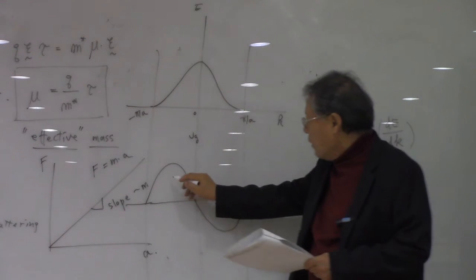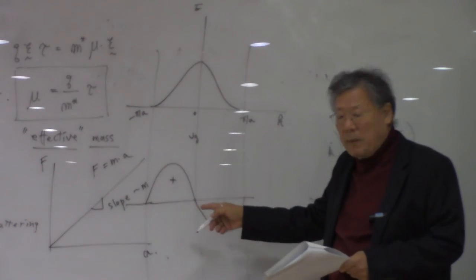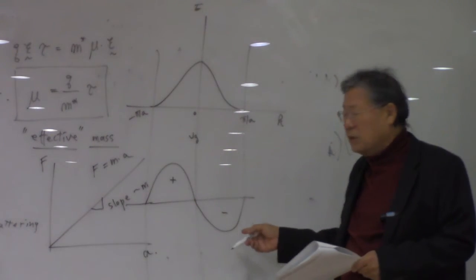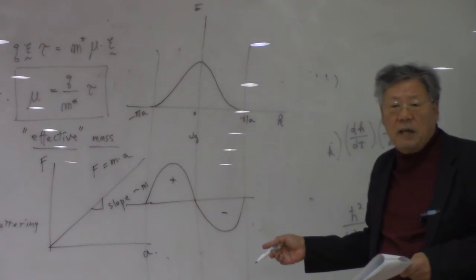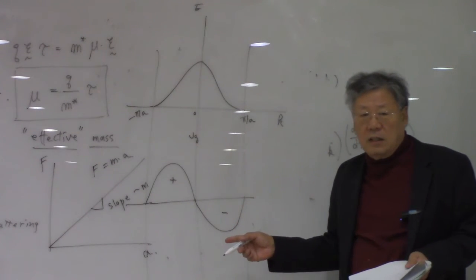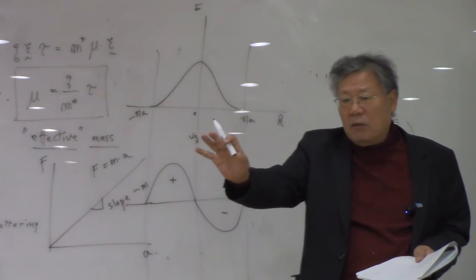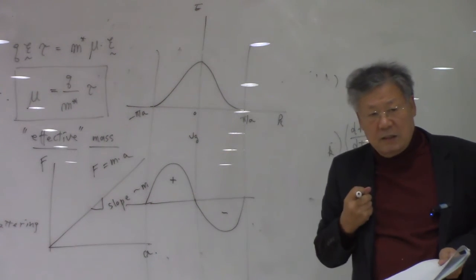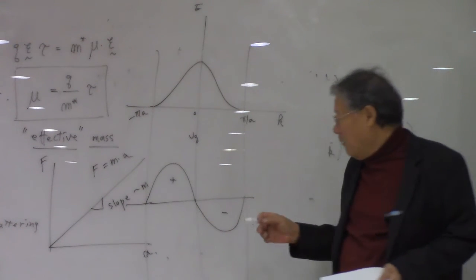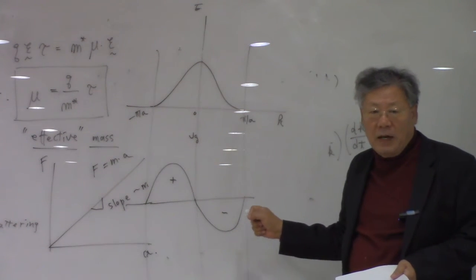And then this side, the velocity is going to be positive, and this side the velocity is going to be negative. What does that mean? The negative velocity means that we push this way, but the electrons are moving toward us. That is the physical meaning of the minus.